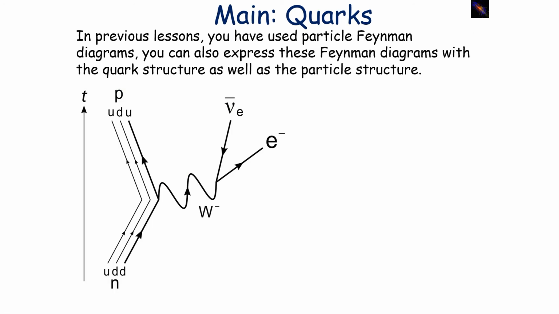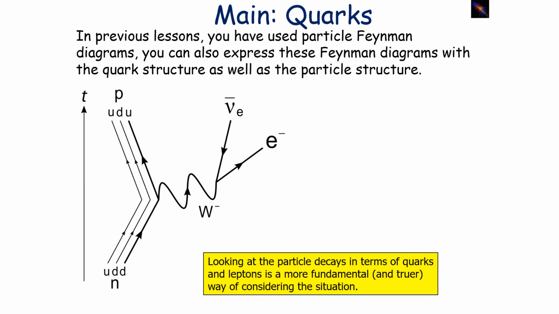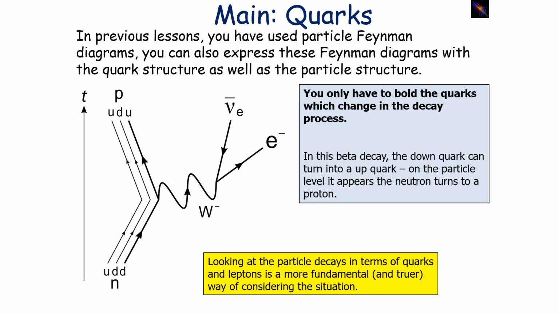Now in previous lessons we've used particle Feynman diagrams, but you can also express these Feynman diagrams with quark structures as well as the particle structure. Looking at the particle decays in terms of quarks and leptons is a more fundamental way of considering the situation. You only have to bold the quarks which change in the decay process. So in the beta decay process, the down quark changes into an up quark, and on the particle level it appears the neutron turns into a proton.